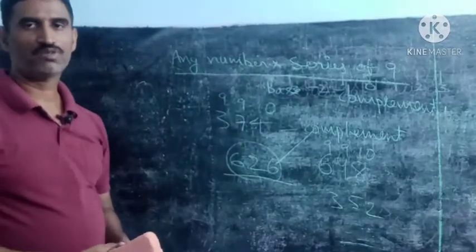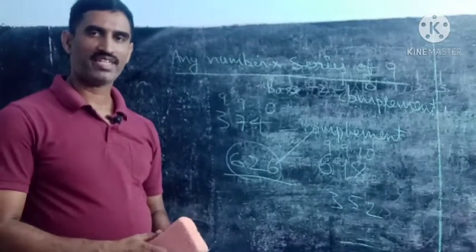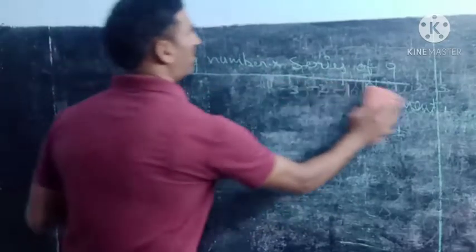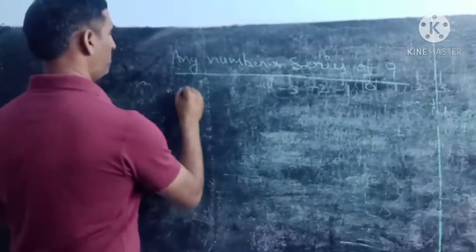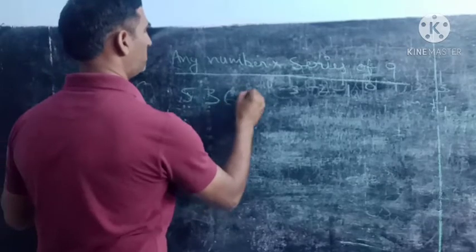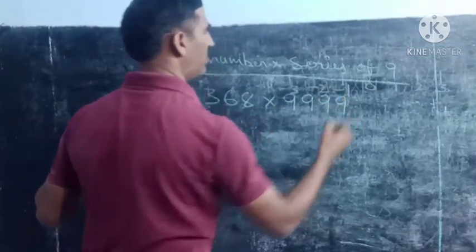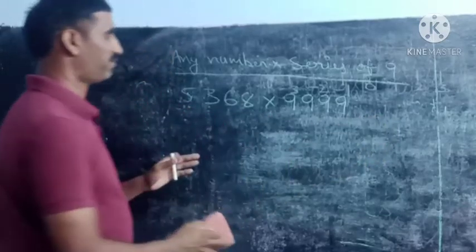So the first model I am going to tell. Pay attention here. Type 1: 5368 into 9999. So this is the problem. This is type 1.